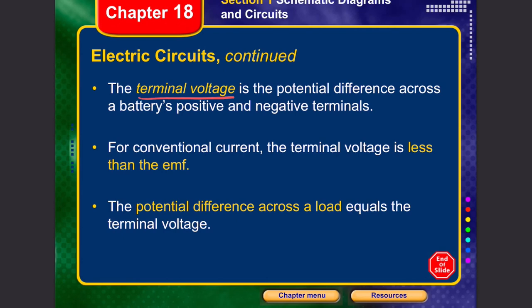Next, let's talk about terminal voltage. What is terminal voltage? It is the potential difference across the battery's positive and negative terminals. So it is the difference, the potential between them.